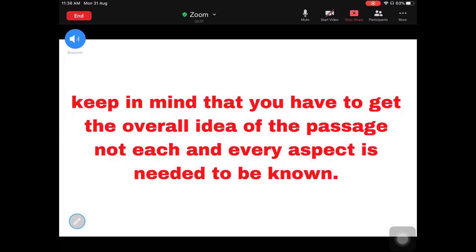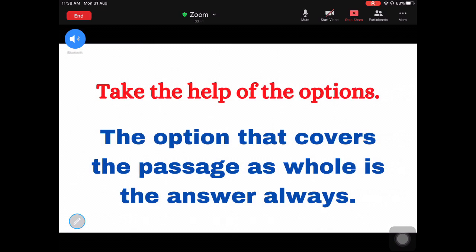Even if you didn't understand the whole paragraph, but you got to know what is happening, you can still get the answer. How? Let me tell you that. With the help of options. The option that covers the passage as a whole is the answer always. Now guys, what I said is, once you read the passage, you got a little bit of an idea from it. Now once you look at the options, the option that covers the passage as a whole is the answer always.